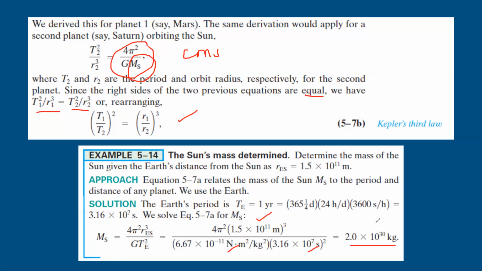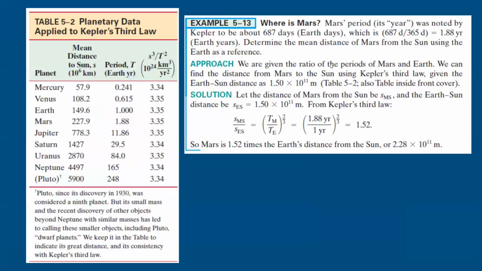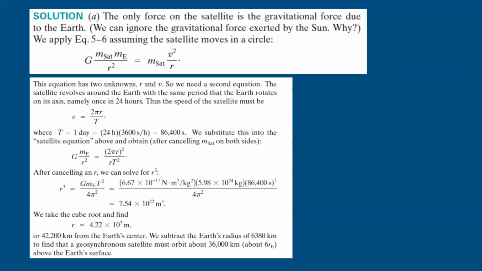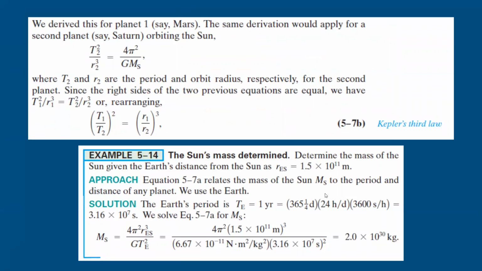Take note, the mass of the sun is huge, 2.0 times 10 to the power of 30 kilograms. Very huge. And the Earth, how much is the mass of the Earth, if you remember? Can you still remember? The mass of the Earth is 5.98 times 10 to the power of 24 kilograms. And the mass of the sun is 2.0 times 10 to the power of 30 kilograms.